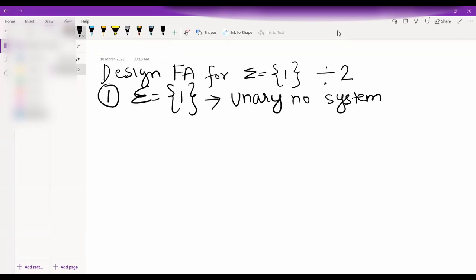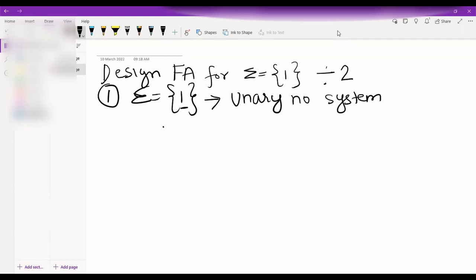Unary number system is a system which contains only one digit for creating the entire number system. So if this is the one digit that is used to create the entire number system, what will be the possible numbers that can be generated by this single digit 1? So let us discuss that thing.